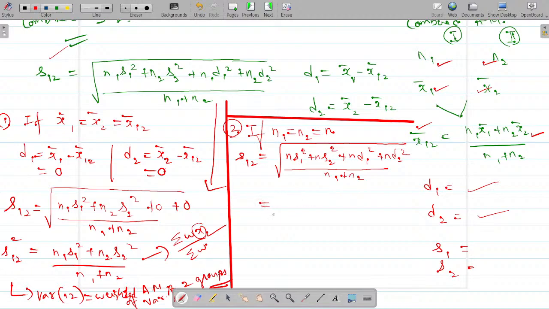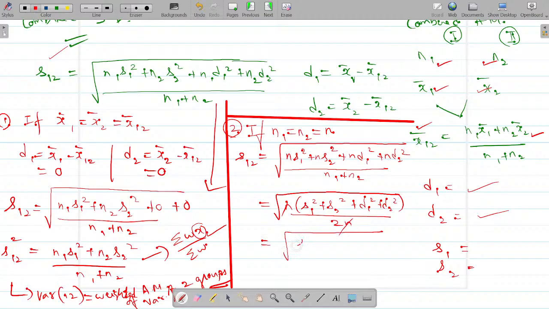Now this N happens to be a common factor, so let me take N common throughout. So this will be N into S1 square plus S2 square plus D1 square plus D2 square, divided by 2N, because N plus N. I strike out N. So this will be root of, shall I write this way? Please check. S1 square plus S2 square divided by 2, plus D1 square plus D2 square divided by 2.